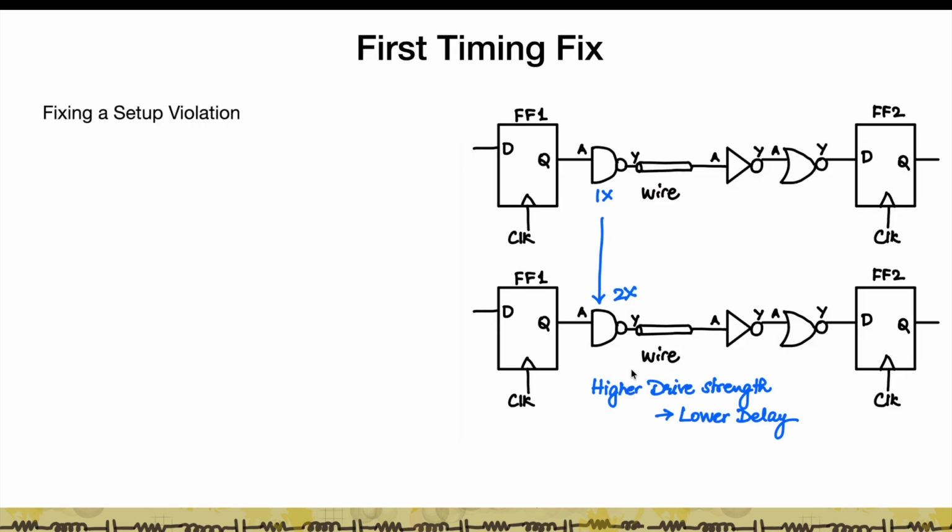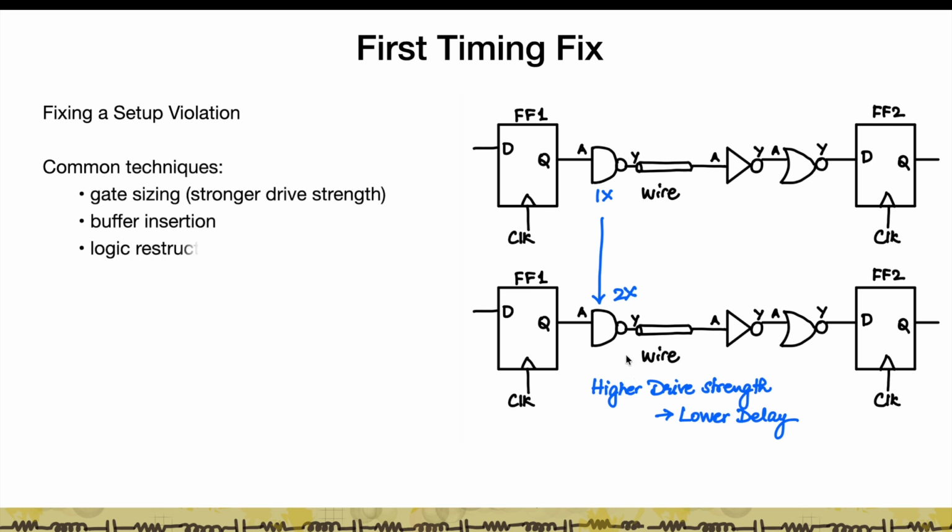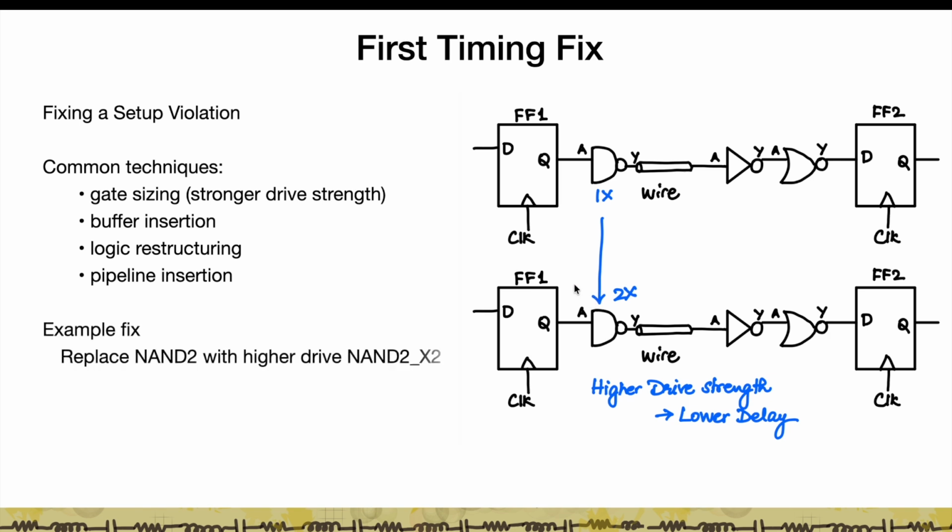So you have a setup violation. What do you actually do about it? The most direct fix is gate sizing. Standard cell libraries contain multiple drive strength versions of every gate. A 2x version of a NAND gate can drive twice the load with lower delay, typically at the cost of more area and power. In our example, upsizing the NAND from 1 to 2 drops its delay from 60 to 40 picoseconds, which directly improves slack.